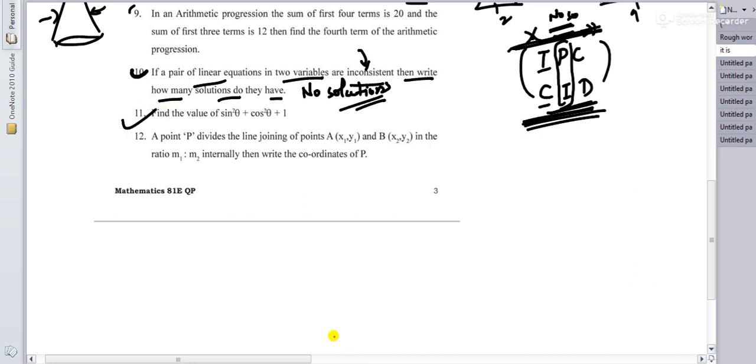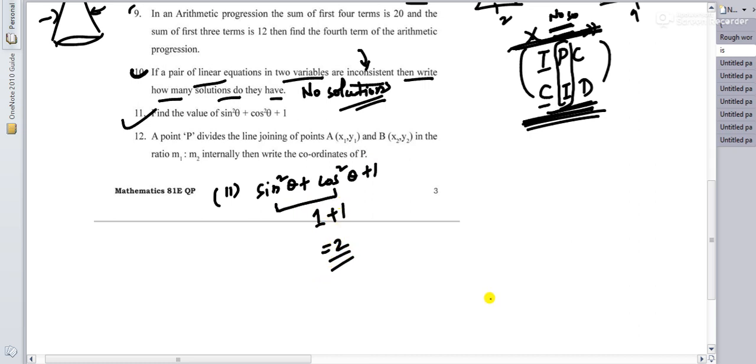Next is question number 11. Find the value of sine square theta plus cos square theta plus 1. Now this is based on an identity. Sine square theta plus cos square theta is 1, right? And 1 plus 1 is 2. That's all. This is the answer.